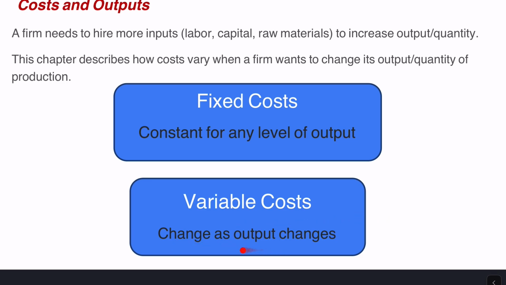Variable costs are the opposite. These are going to go up and down as the output changes. As your output goes up, your variable costs will go up. As your output goes down, your variable costs will go down. And so you can think of this as being your workers or your labor, your employees. As you hire more workers, what you pay them, your total payroll bill, is going to go up, up, up, up, up. If you lay off some workers or reduce the number of workers, your variable cost, your payroll, is going to go down, down, down.